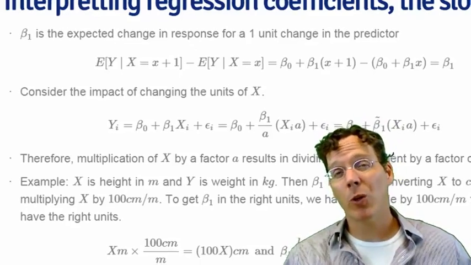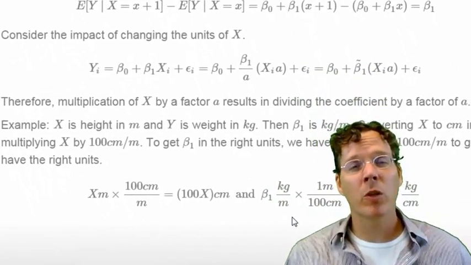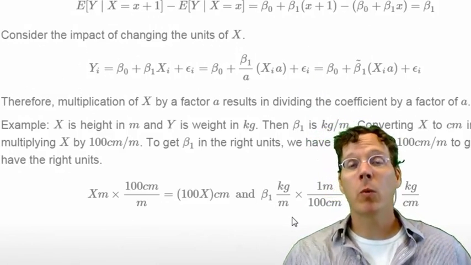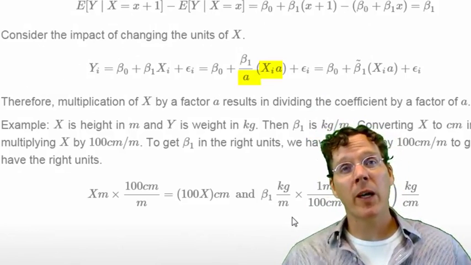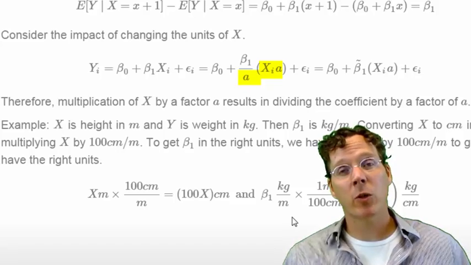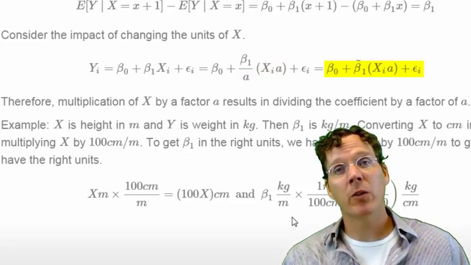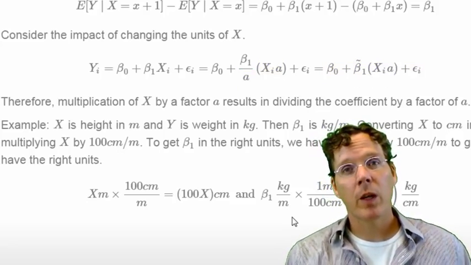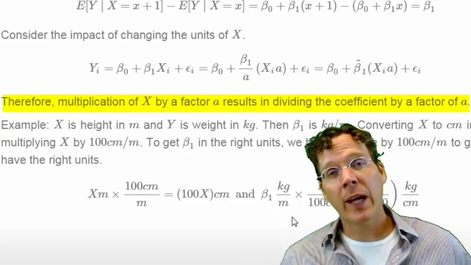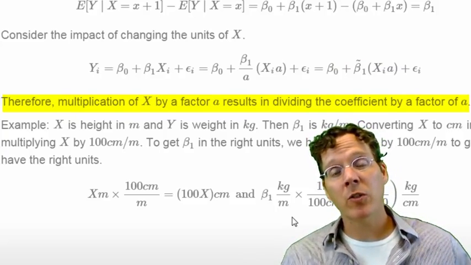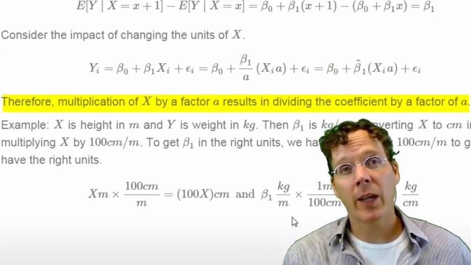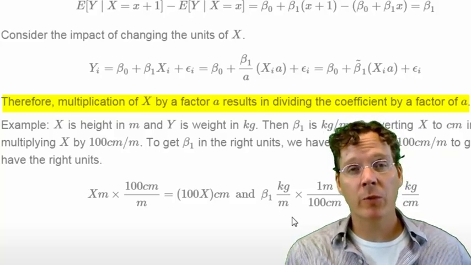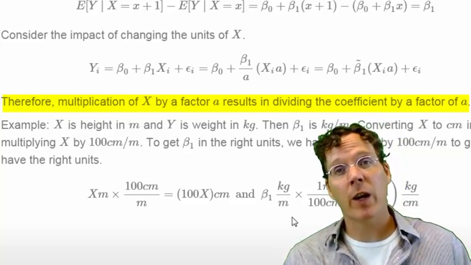What if we scale the regression variable? We're usually scaling by a number, say a, that's positive. So what we can do is simply multiply and divide by a, and we can rewrite our regression equation as beta naught plus beta 1 tilde times x times a plus epsilon. So we've multiplied x by a, and our regression slope has now been divided by a. In other words, multiplication of a regression variable by a factor a results in dividing the coefficient by a factor of a.